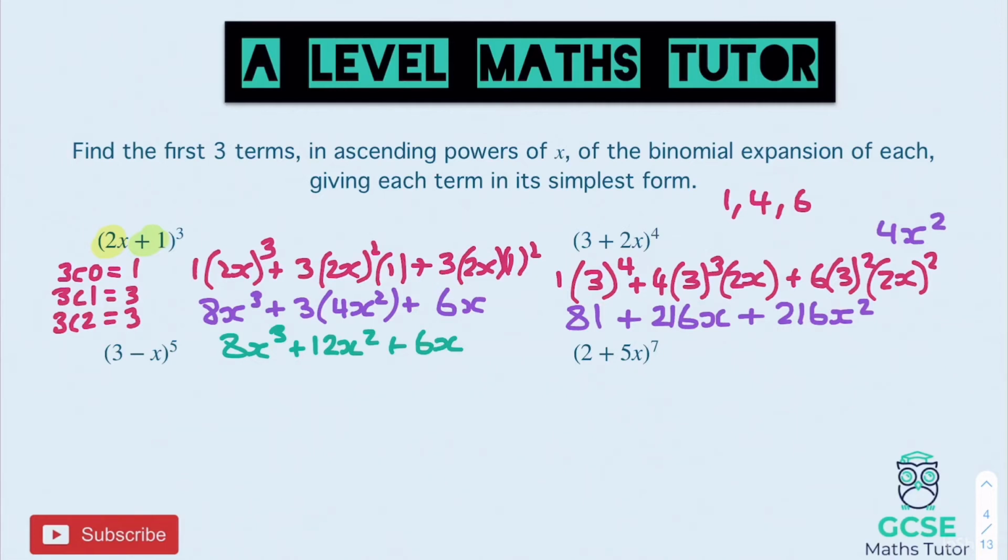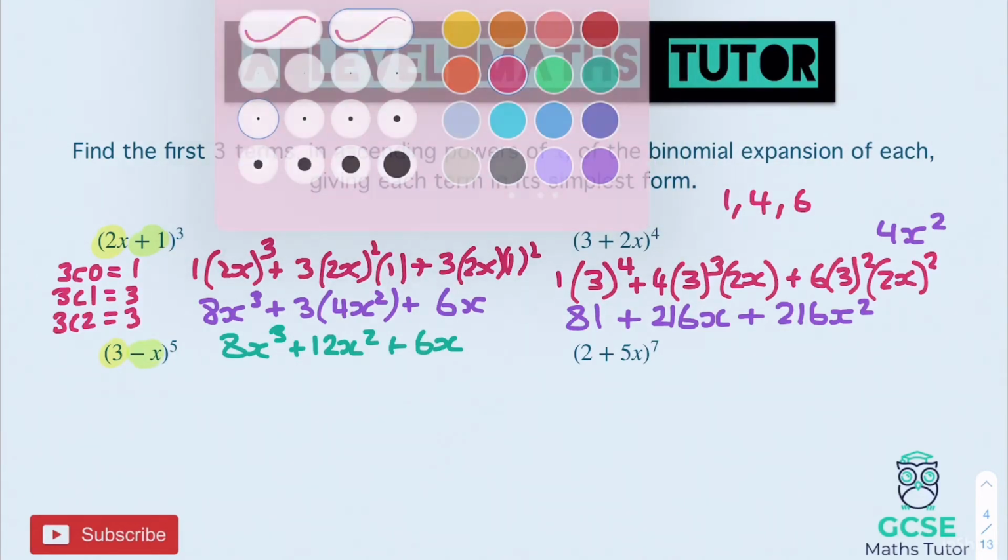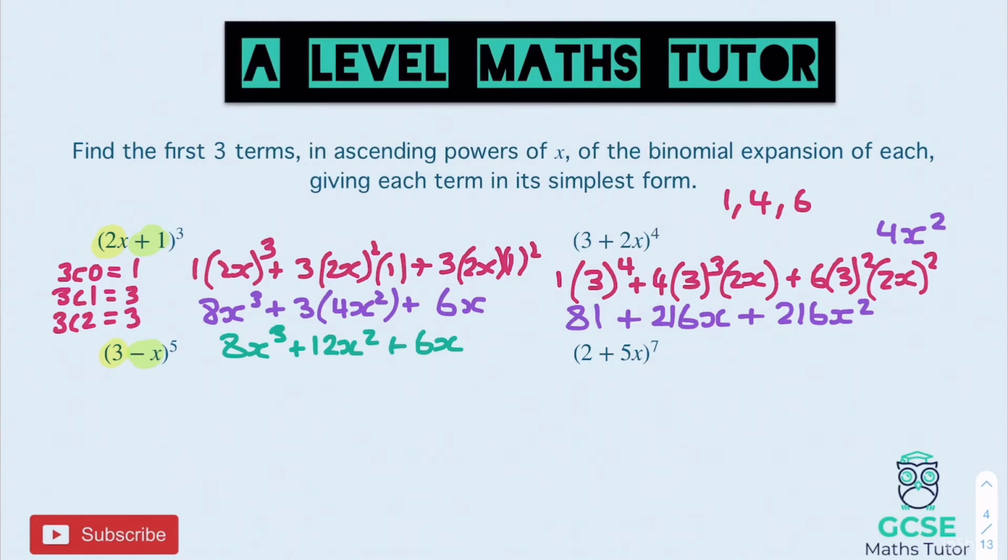Let's have a look. We've got a negative getting involved here, so we've just got to be careful because we've got 3 as our first piece and then negative x as our second piece. So let's just get our pattern obviously for a power of 5. So a power of 5, we need 5C0, which is always 1 to start with. So we get 1, 5C1, which is 5, and then 5C2, which is 10. So 1, 5 and 10.